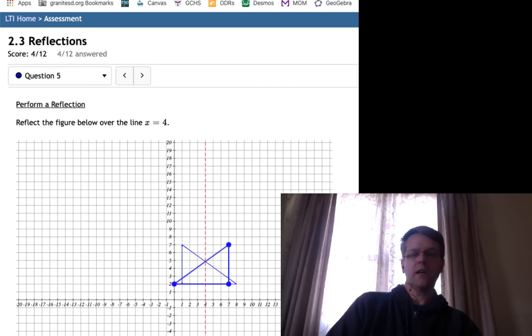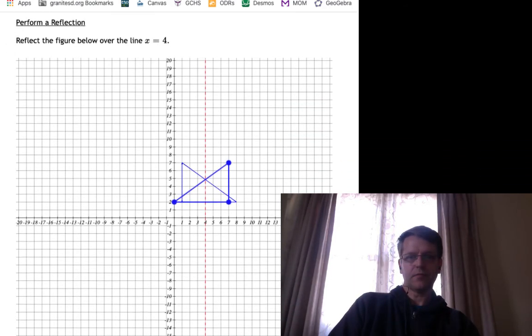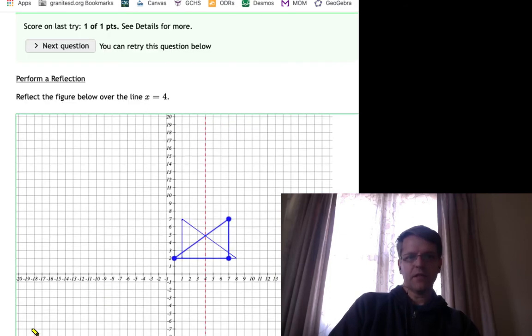Can you kind of see that? How it just kind of flipped across that red line? You may have to think about that one for a little while. Go ahead and pause the video and look at it if you need to.